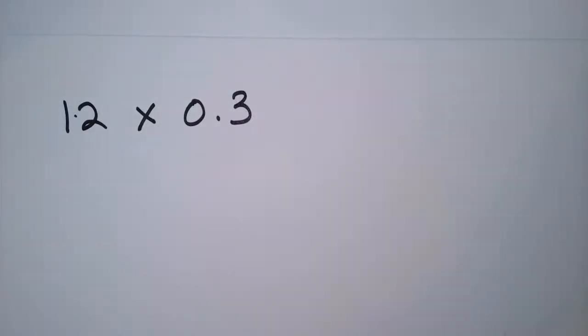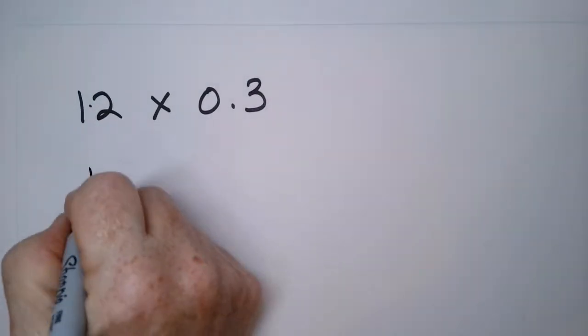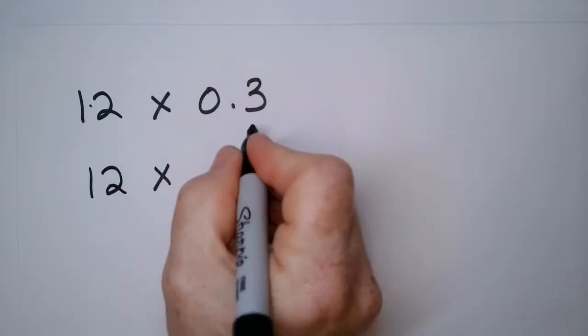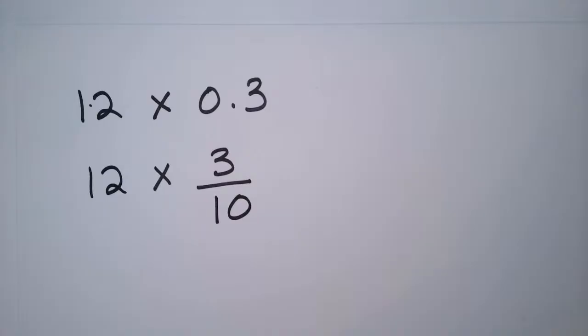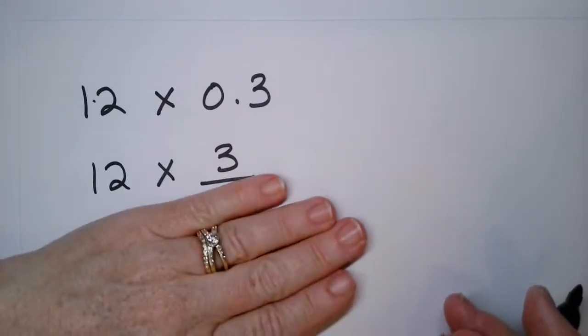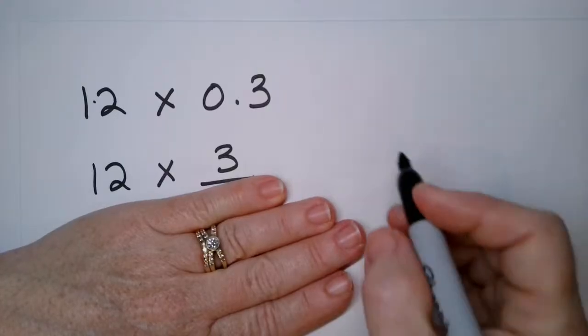Now, what if I said 12 times 0.3? Okay. Oh, hang on. Convert this to a fraction. 12 times 3/10. Okay, now it gets a little messy, right? Okay, watch. What was 12 times 3? Write it down.